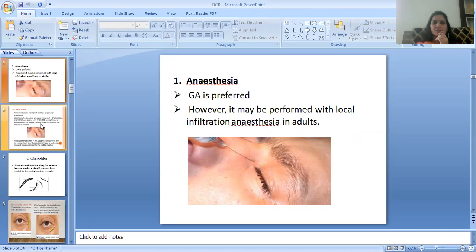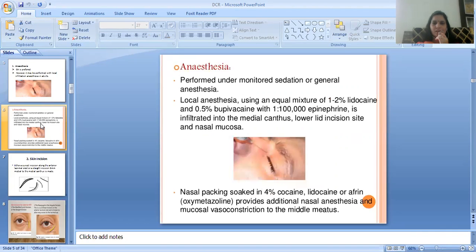Usually the general anesthesia is preferred. However, it may be performed with local infiltration anesthesia in adults. Anesthesia is performed under monitored sedation or general anesthesia. Local anesthesia using an equal mixture of 1 to 2% lidocaine and 0.5% bupivacaine with 1 in 1 lakh epinephrine is infiltrated into the medial canthus, lower lid incision site and nasal mucosa.